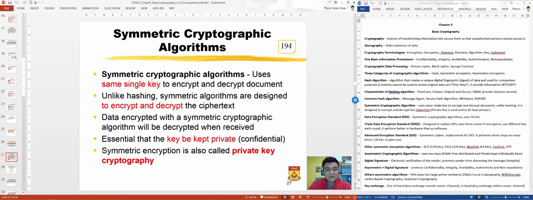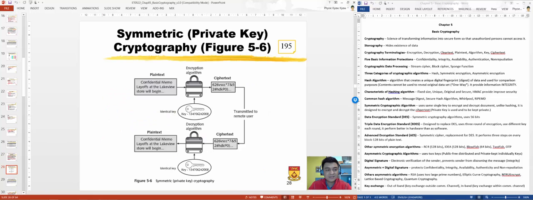Okay. Now let's talk about part two, which is symmetric cryptographic algorithm, or SCA, which uses the same single key to encrypt and decrypt the documents or data. And like hashing, symmetric algorithms are designed to encrypt and decrypt the ciphertext. That means this is two-way. Data encrypted with a symmetric cryptographic algorithm will be decrypted when received. Essentially, the key must be kept private or confidential. The key used in symmetric encryption is called a private key.